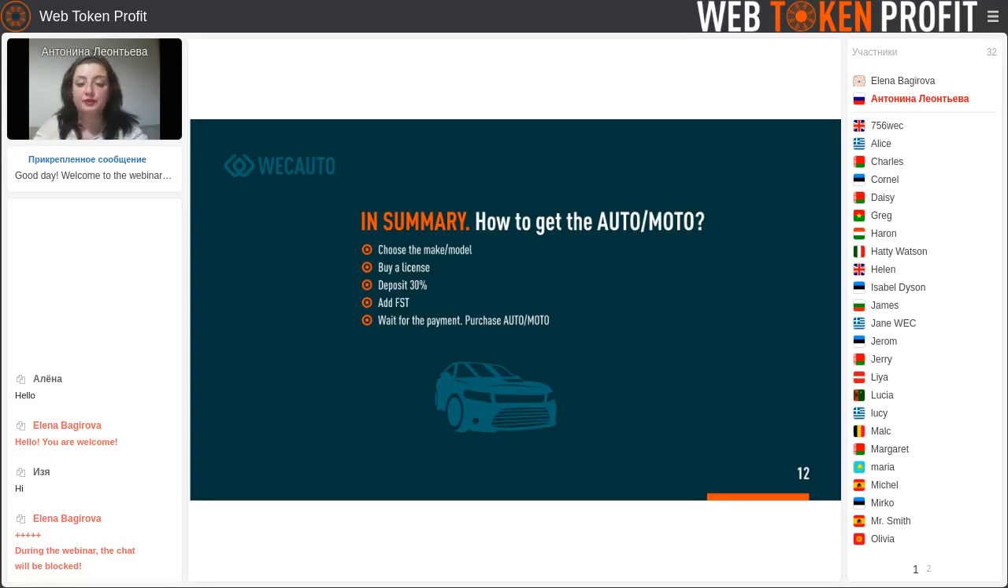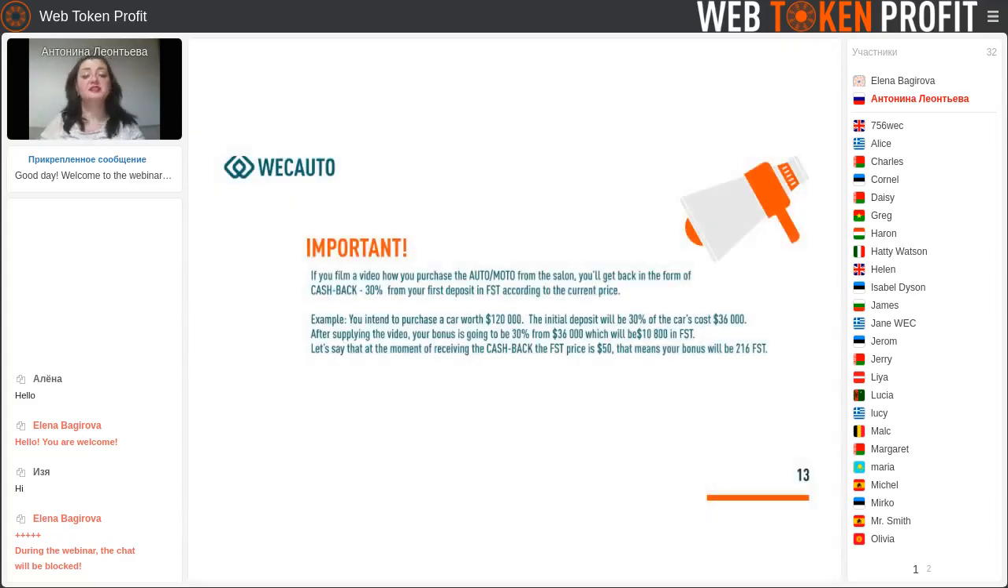Next, you should make a deposit of 30% of the whole cost of your car. Then, if you want to get this car in a short period, you should get Fasters. It will be 20% of the whole cost. And next, of course, you are waiting for your payment, and be very happy.